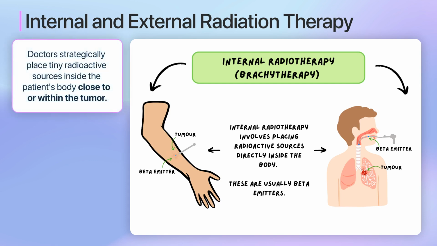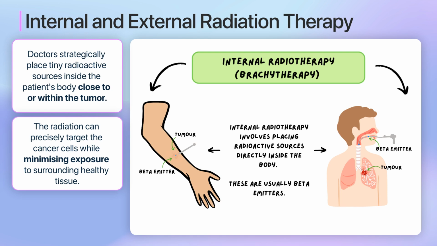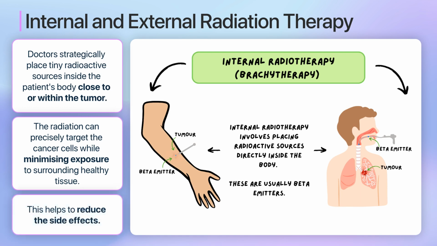Doctors strategically place tiny radioactive sources inside the patient's body, close to or within the tumor. These sources are often encapsulated so that the radiation can precisely target the cancer cells while minimizing exposure to surrounding healthy tissue. The close proximity ensures that only the tumor gets a high dose of radiation, which helps in reducing the side effects commonly associated with radiotherapy.